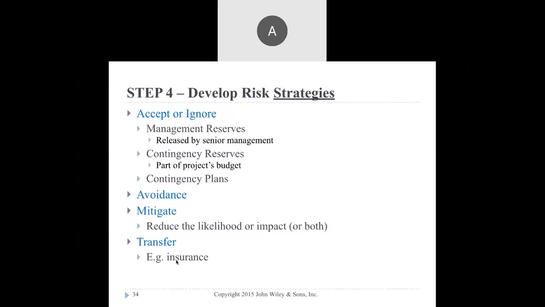Transfer, for example insurance. Transfer has many meanings. Either you put it under insurance or transfer. Because it's written as just transfer, it actually has a different meaning. Transfer the risk, or transfer by providing insurance.